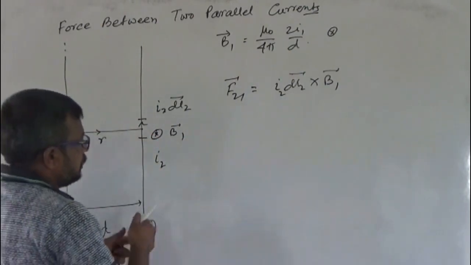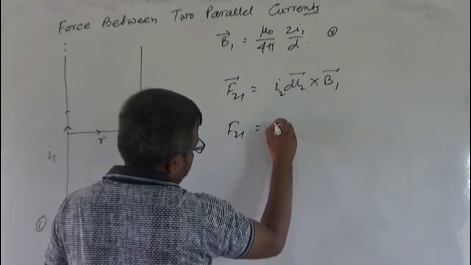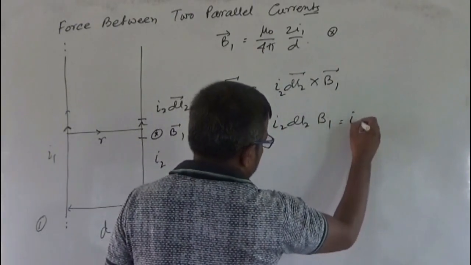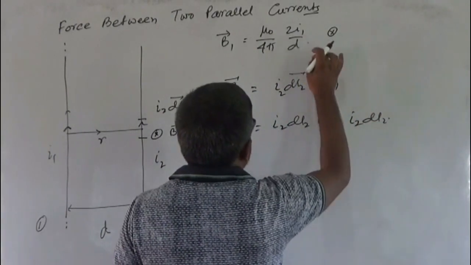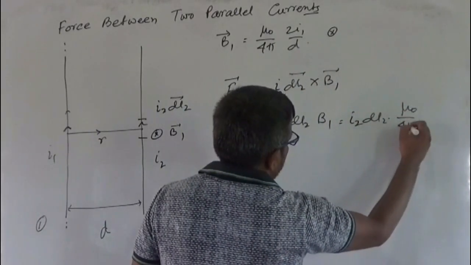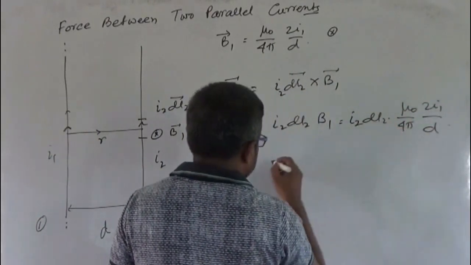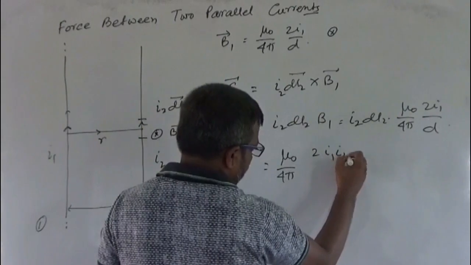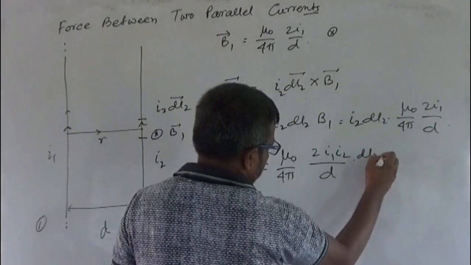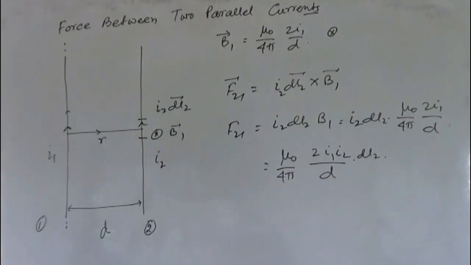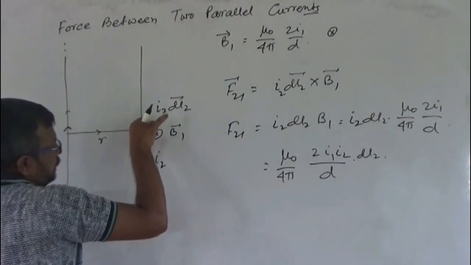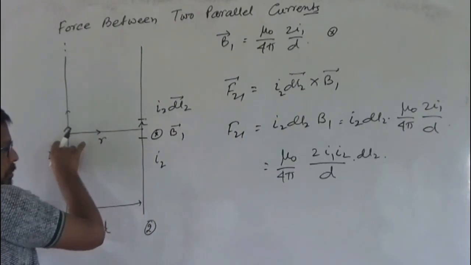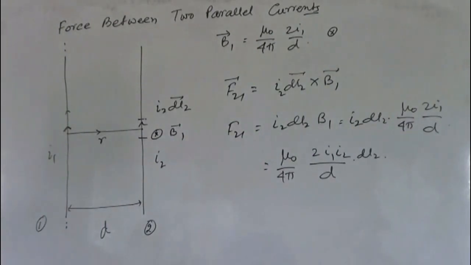Therefore, the magnitude of the force F21 is equal to I2 dl2 B1, and which is equal to I2 dl2 into mu naught by 4 pi into 2 I1 by d, that is mu naught by 4 pi into 2 I1 I2 by d into dl2. This is the force experienced by I2 dl2 current element of the conductor 2 due to the I1 current or due to the conductor 1.